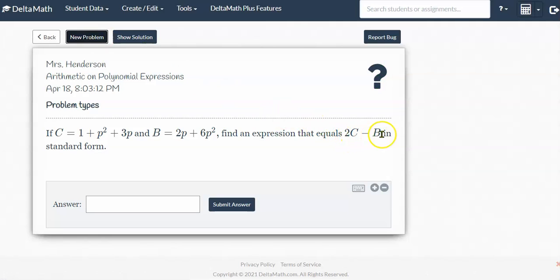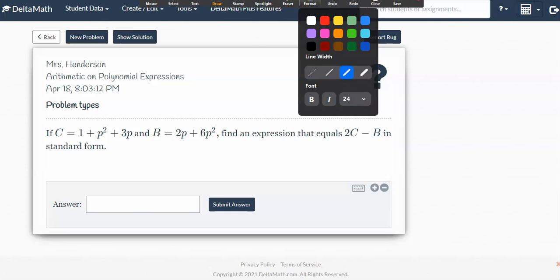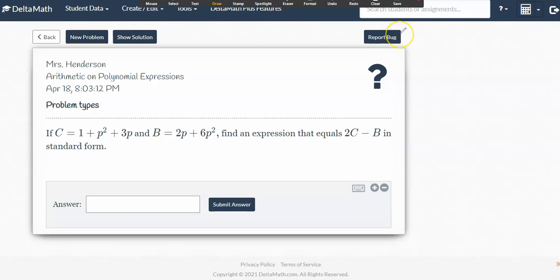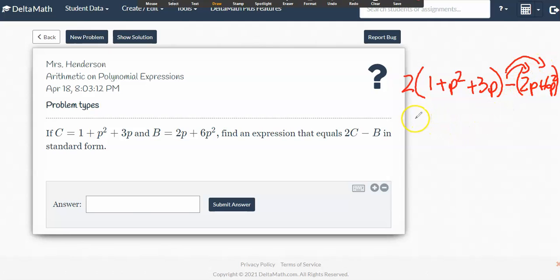This time I want 2c minus b. As I'm substituting here, I'm going to get 2 times the c quantity, which is 1 plus p squared plus 3p, and then minus the b quantity, which is 2p plus 6p squared. This one I need to be careful because I'm distributing this invisible negative 1. So over here I'm going to get 2 plus 2p squared plus 6p after I distribute this. And then over here I'm getting minus 2p minus 6p squared.